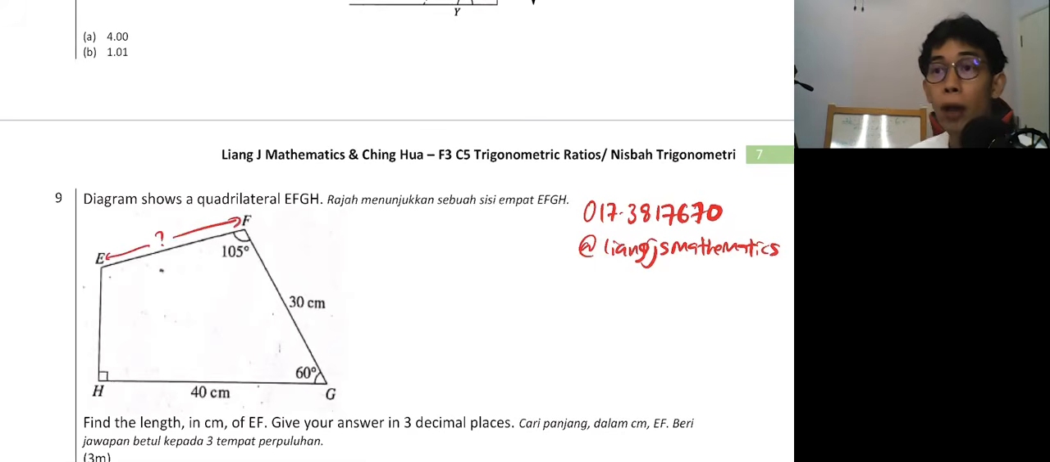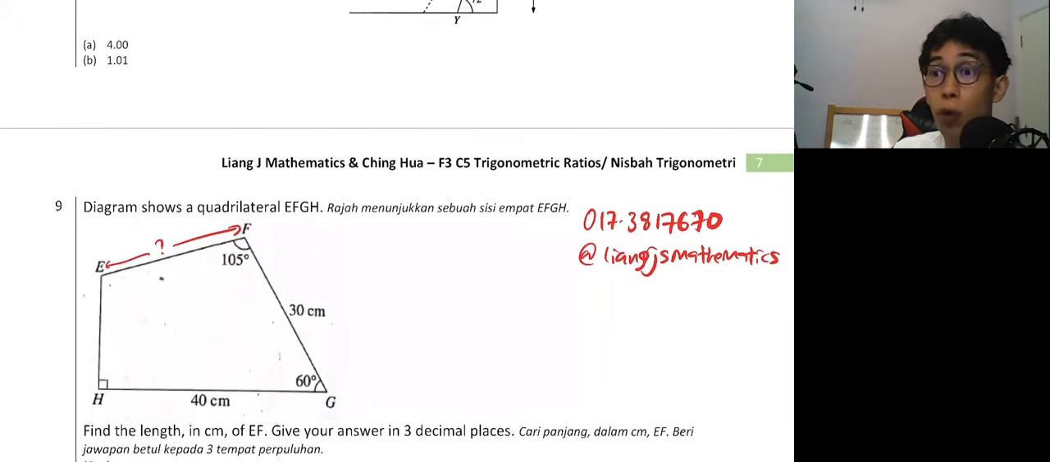EF. I remember just now a student asked me this. He said, teacher, trigonometry, can we solve it in other types of shapes? The answer is yes, but you need to forcefully convert it into a right angle triangle. For this case, it's a very obvious quadrilateral, right? It's irregular. So in order to solve EF, what you need to do is draw extra lines.